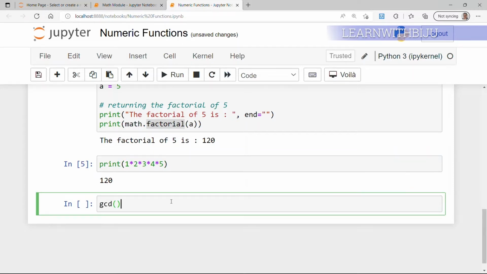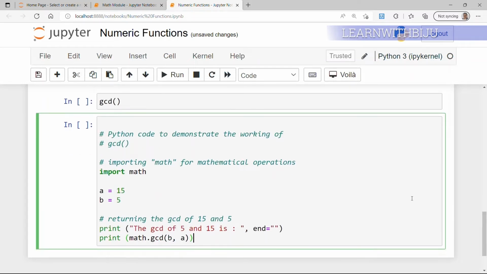Next one we are going to see is a function called GCD. The GCD function is used to find the greatest common divisor of two numbers passed as the argument. What is the GCD? Greatest common divisor of two numbers passed as an argument. Okay, let's try to see that in an example.